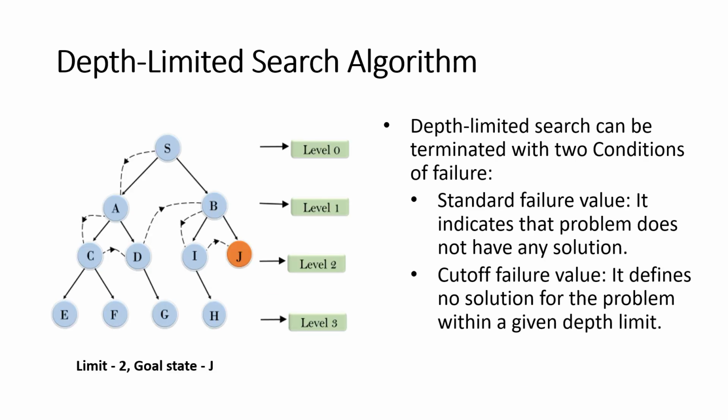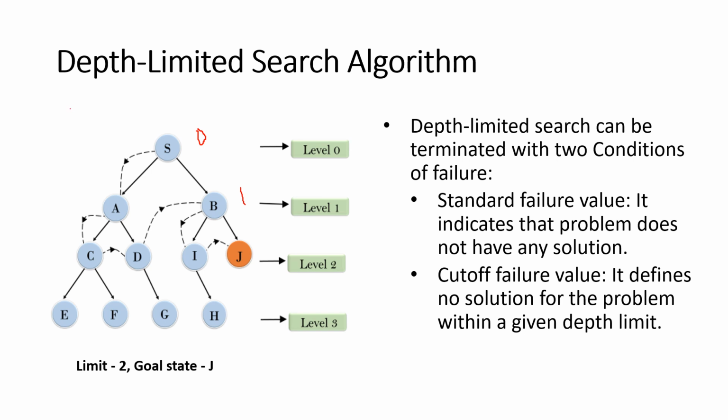So here we can see an example. We are starting with S, the root node, which we consider level 0. Then level 1 means it will move to A or B. It will select A at level 1. Then at level 2 we have C, D, I and J, and at level 3 we have E, F, G, H.